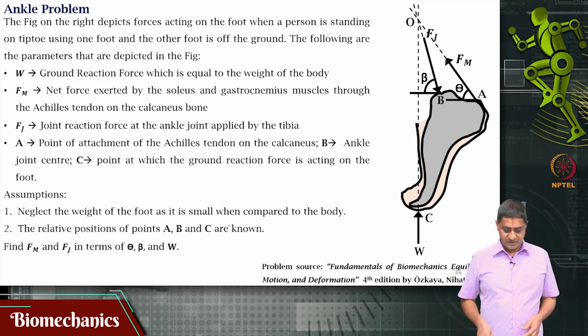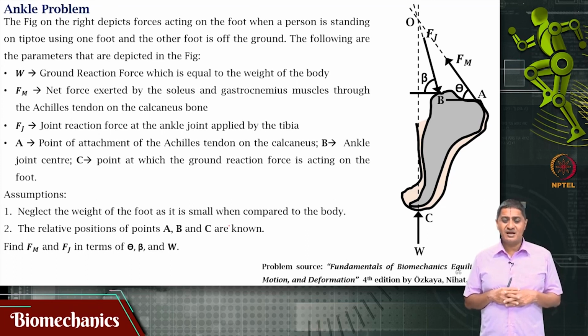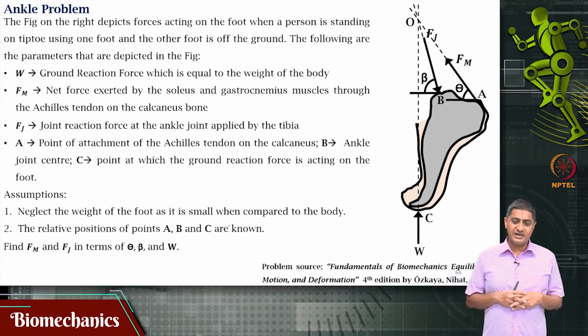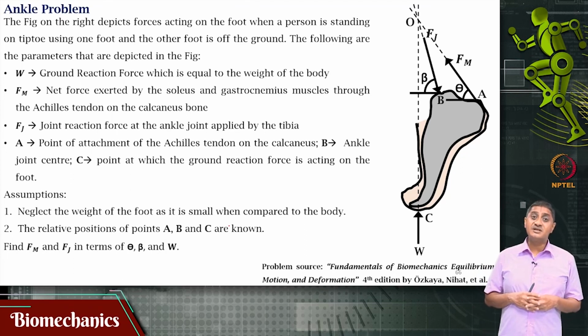Some assumptions are also given for us. Neglect the weight of the foot because it is very small when compared with the weight of the body. The relative positions of the points A, B, C are all already known. The question is, find the muscle force Fm and the joint reaction force Fj in terms of theta, beta and weight. Beta is the angle that the joint reaction force is making with respect to the horizontal, and theta is the angle that the muscle force is making with respect to the horizontal.